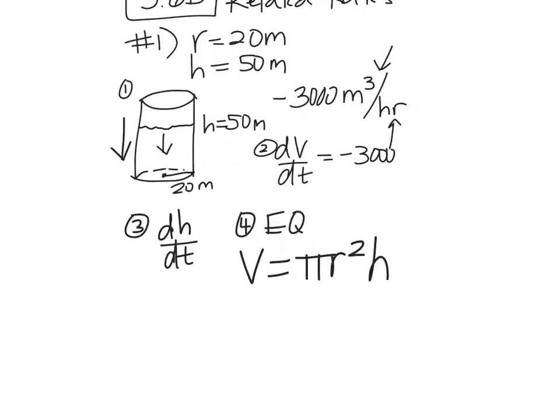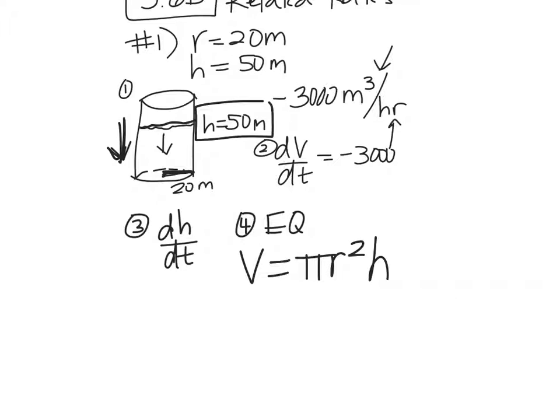See, the height starts at 50 meters and it's going down. This height right here is changing. The water level's at 50 meters, maybe it's completely full, and it's going down at a rate of negative 3,000 cubic meters per hour. The radius, however, is not changing. Think about a full metal tank with water in it, and it's draining. Is the radius changing with it? No, the water's going down, the radius is not changing. So r is actually a constant here.